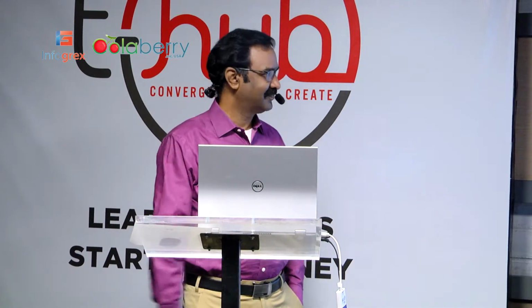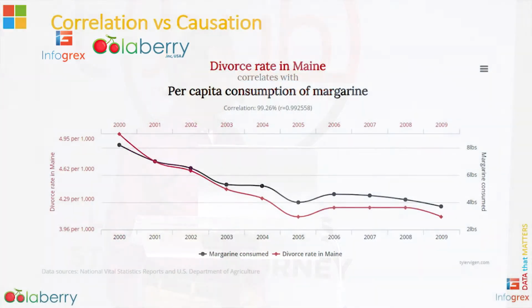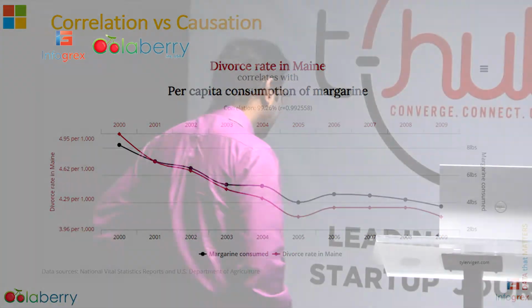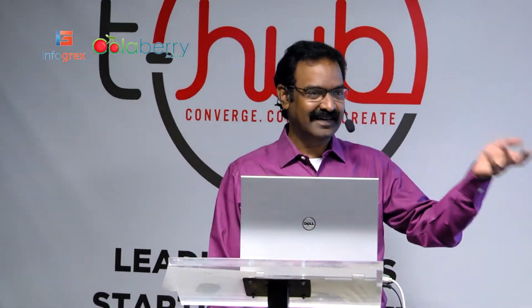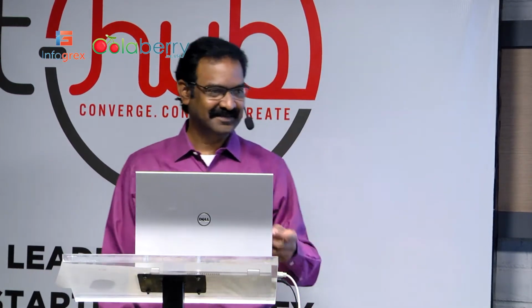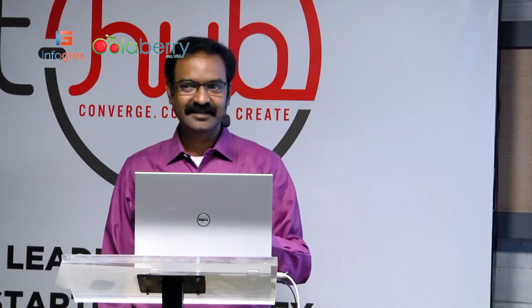The third one. Is there any relation between divorce and margarine? And there are a few more interesting things. There is data about Nicolas Cage movie releases versus the number of people dying in swimming pools. No relation, but there's a beautiful correlation which has been shown. Okay.